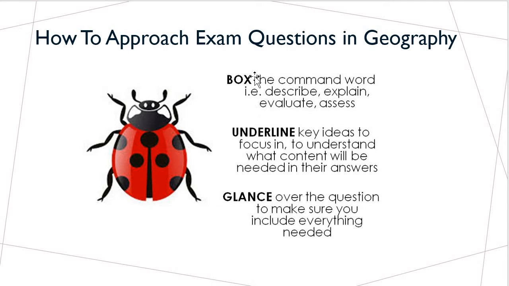So bug stands for box, underline, and glance. So you will box the command word and you'll start to unpick what that means. You'll underline any key words in the title or in the question so that you can constantly refer back to them and start to generate ideas that are relevant to meet the needs of the question. And glance over the question to make sure you include everything needed.